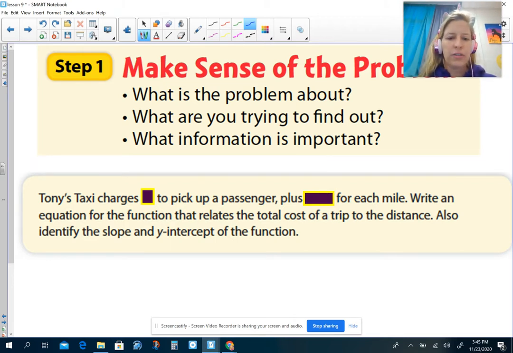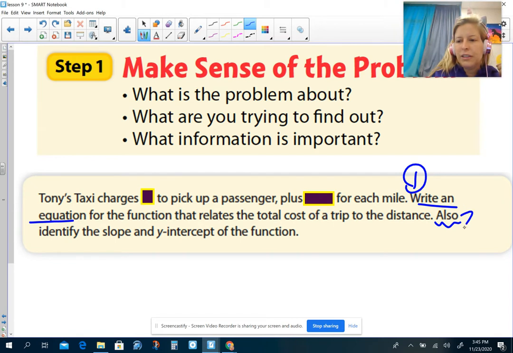Write an equation for the function that relates the total cost of the trip to the distance. This is telling me to do something. It's telling me to write an equation. I numbered it. Do you know why? Because there's also the word also. Did y'all notice and realize that this is a 2-part question? But my 2-part has 2 parts.